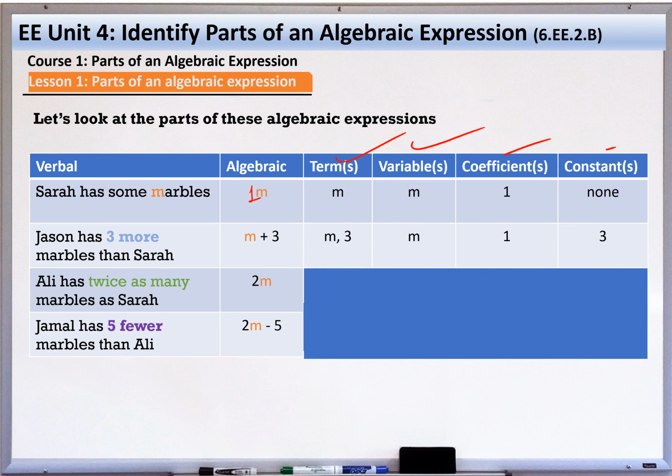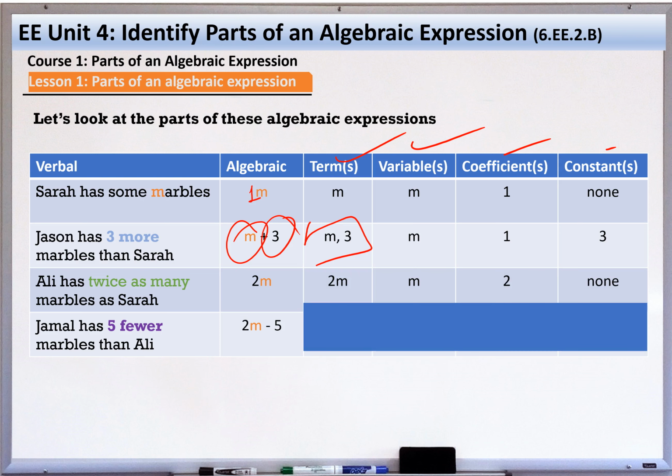The next one, Jason has 3 more marbles than Sarah. So now we have 2 terms. We have a variable term, and we have a constant. So we have 2 terms here. Our variable is M, our coefficient is 1, and our constant is 3.